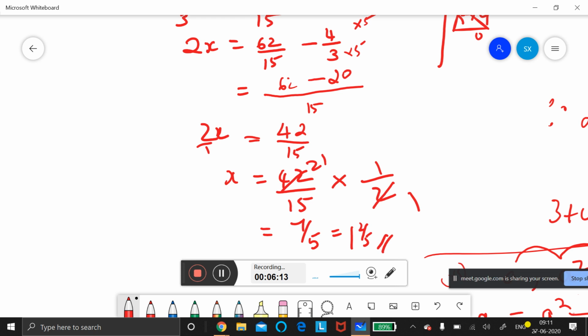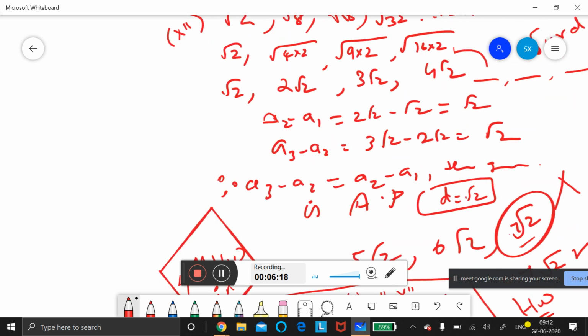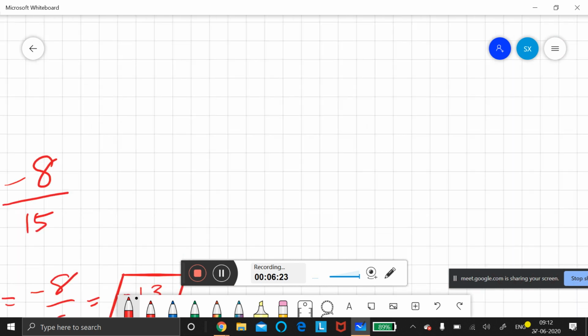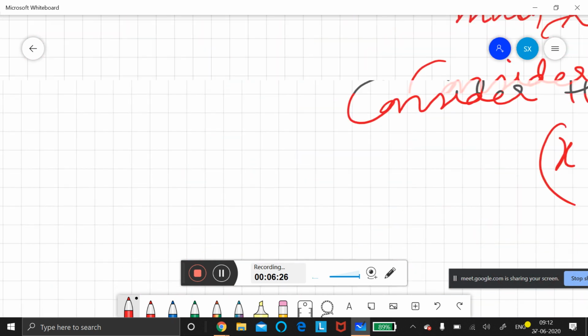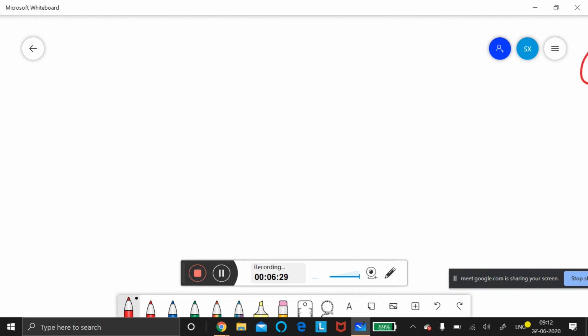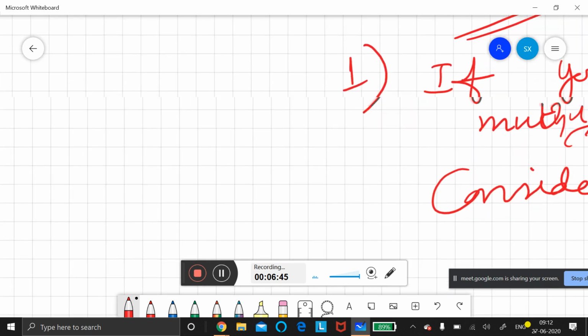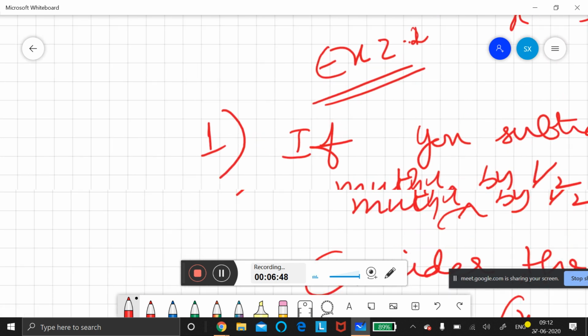So the final answer, you should take it and write, children. Some of them are not writing the steps. You have to write the steps. You should write the conclusion statement at the end. The conclusion statement says that the equal length of the isosceles triangle is equal to what answer we got? 1 2 by 5.